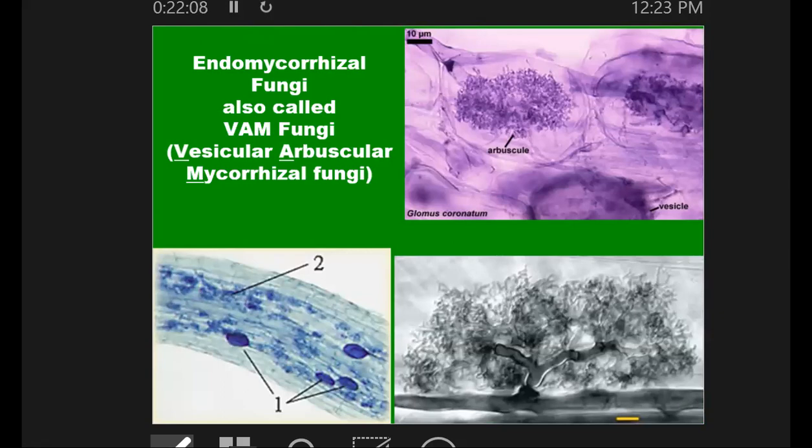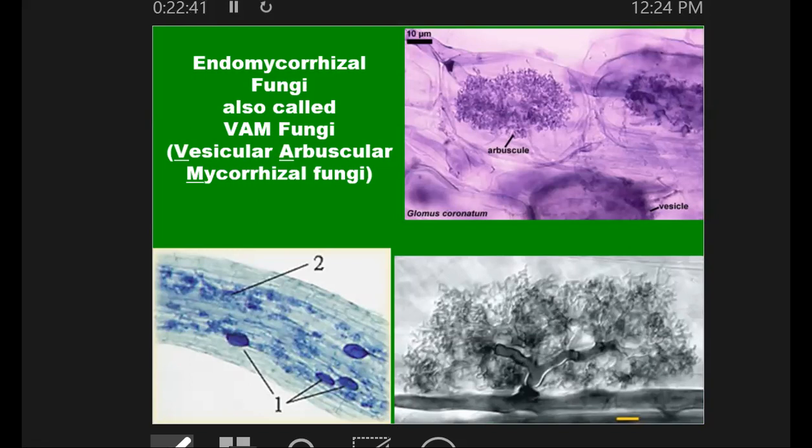The others we're going to mention are the endomycorrhizal fungi. Endo means within, and what they're trying to say with that is that we have to think a little bit more about what's happening in the root tissue, because we see some interesting things going on. Endomycorrhizal fungi are also called VAM fungi, which stands for vesicular arbuscular mycorrhizal fungi, which is a mouthful, so that's why we shorten it to VAM.